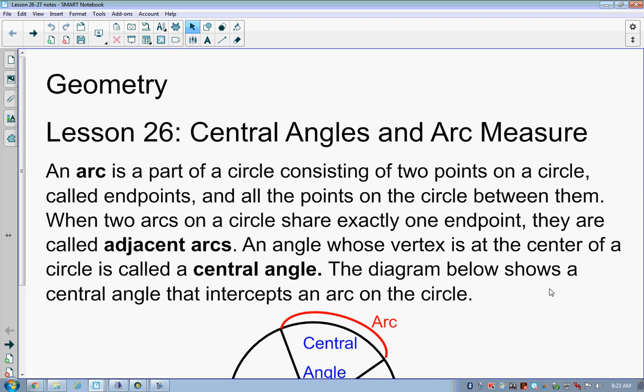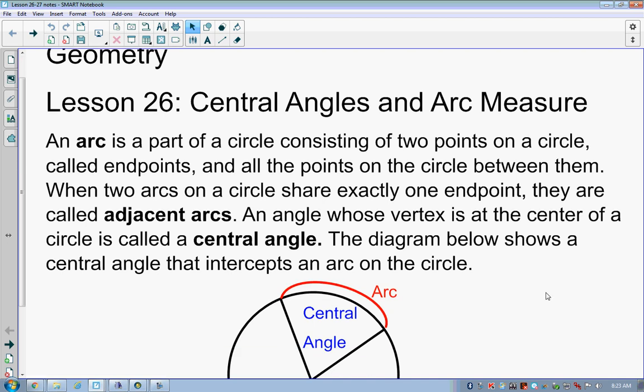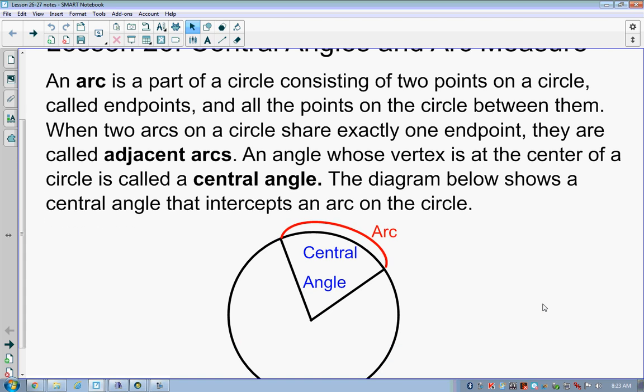All right, we're going to be talking about central angles and arc measures. This is coming back to properties of circles. An arc, and we want to make sure we're paying attention to some of the labels in here, and hopefully we understand them. An arc is a part of a circle consisting of 2 points on the circle. So whenever they say on the circle, they don't mean inside the circle. They mean as points on the outside.